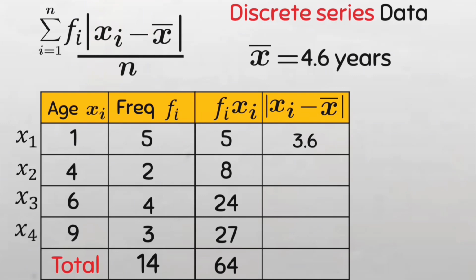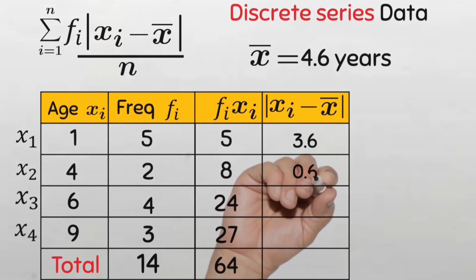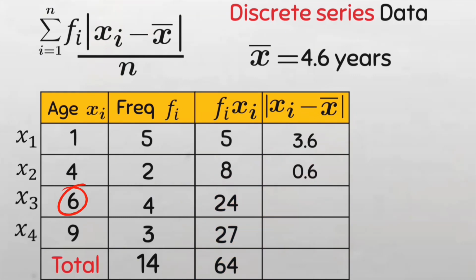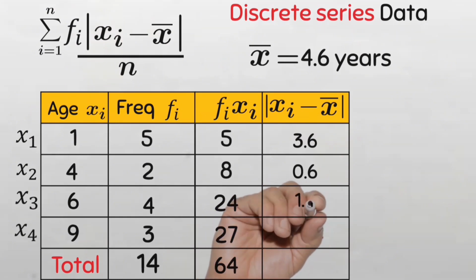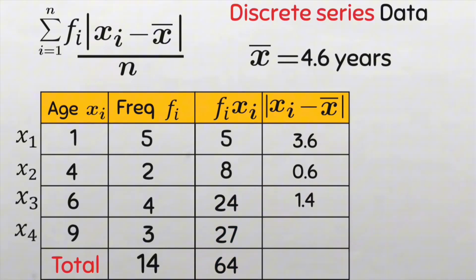Alright, then for x2, it will be 4 minus 4.6, that's minus 0.6, and the absolute value is 0.6. Then for x3, we'll have 6 minus 4.6, and that will be 1.4, and the absolute value is 1.4. And for x4, we will have 9 minus 4.6, and that will be 4.4 with an absolute value of 4.4. And here we don't have any use for the sum of absolute deviations, so we'll leave it blank. Now we have all the absolute deviations.